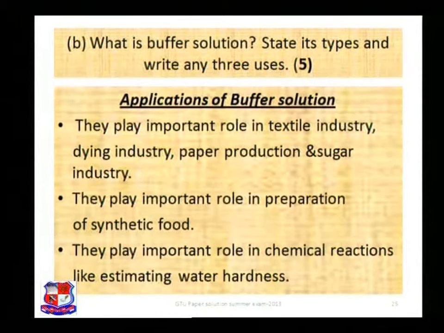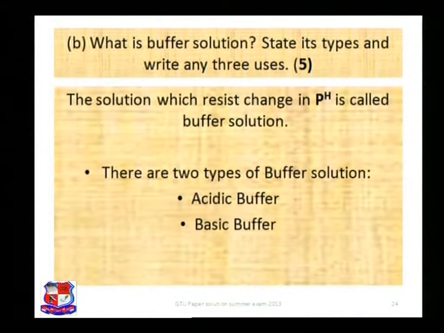So there are many fields in which it plays very important role. Buffer solution application in textile field, also in the dyeing, paper production. Whenever you are doing any paper industry, pH and buffer play very important role. Sugar industry, quality of sugar will depend on type of buffer used. Okay, used in preparation of synthetic foods. Then buffer solution is also used to estimate water hardness, that is in the experiments. So the answer that we have taken is, what was the question? What is buffer solution? We have described the definition. What are its types? Acidic and basic buffer. We have taken it. We will take it in detail too.